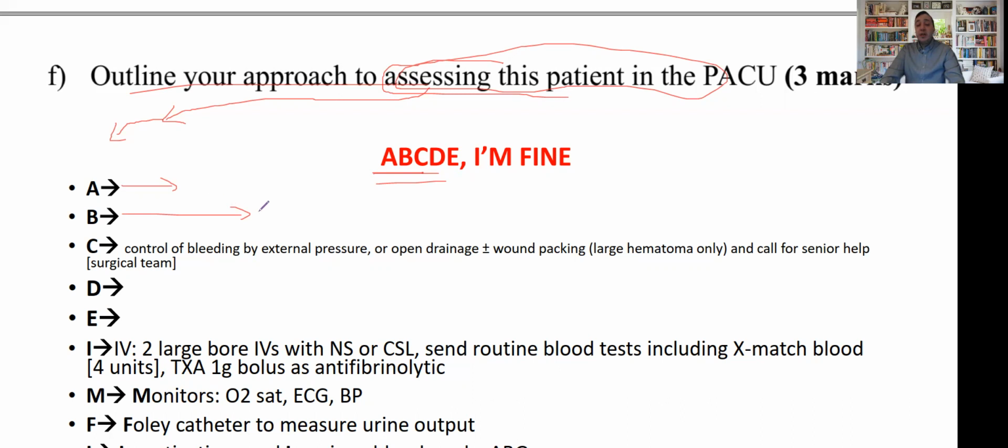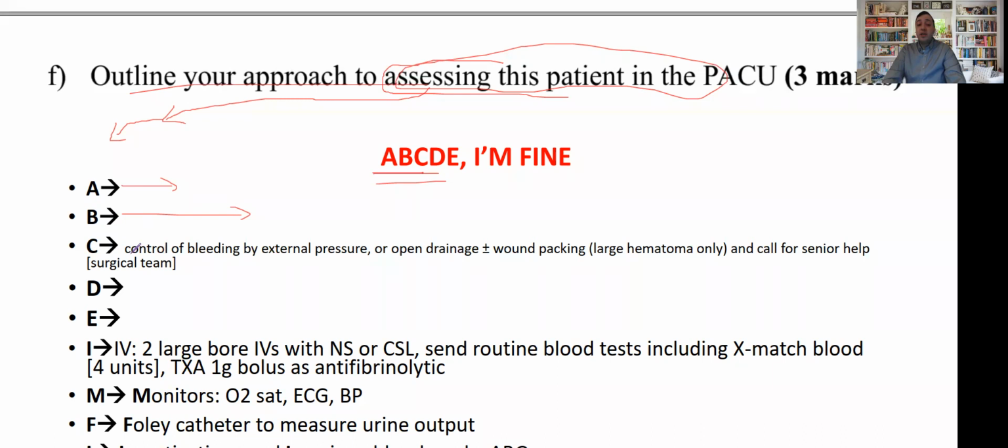Other things to consider here: I would like to assess the breathing by look, listen, and feel. This is the simple approach to assess the breathing. I would like to assess the breathing by looking at the color of the patient. If the color of the patient is blue, this indicates that the patient has severe hypoxemia.